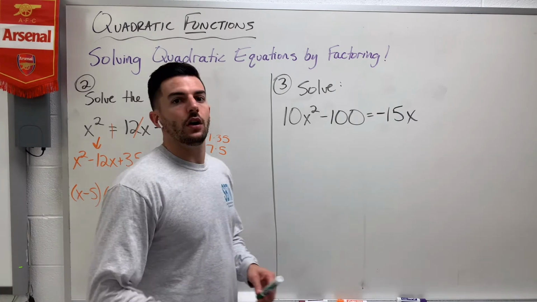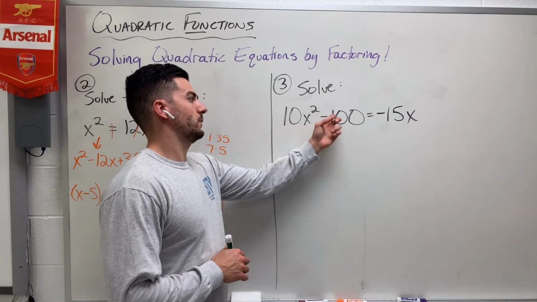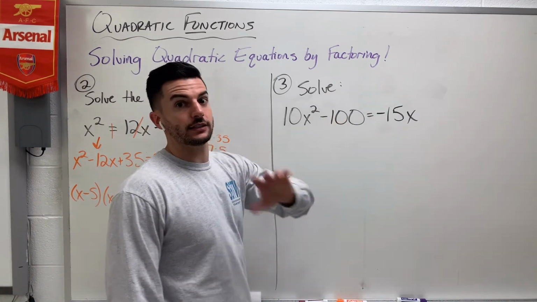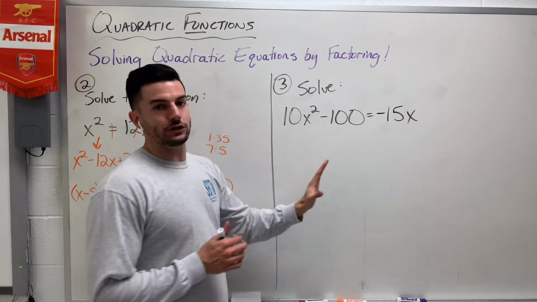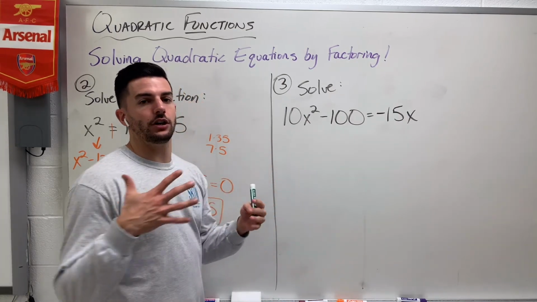All right, number 3 here, 10x squared minus 100 minus 15x. Big numbers, right? First check we're going to do is, are all the terms divisible by a common factor by itself?